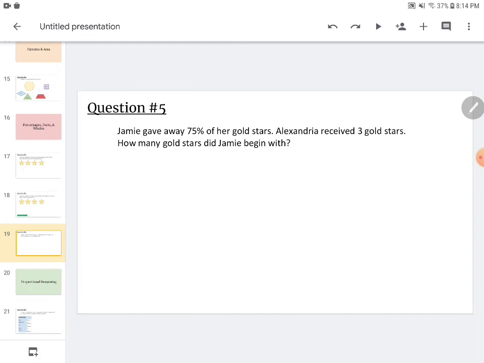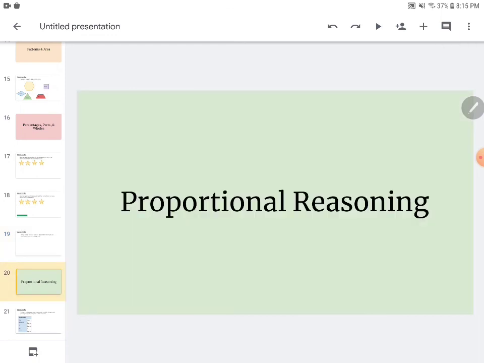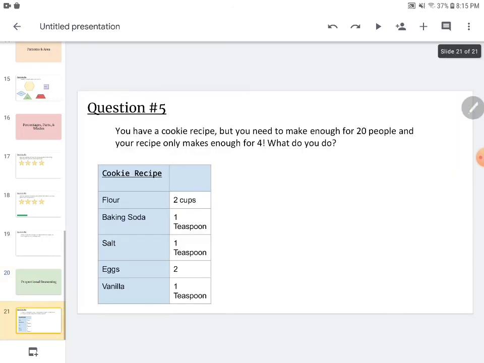Now for our last problem, our final problem, take a deep breath. It's almost over. We're going to be discussing proportional reasoning. And I know it sounds a little tricky. It's actually pretty easy. For my problem right here, we're going to be discussing a cookie recipe. Yummy cookies. We need to make enough for 20 people, but our recipe only makes enough for 4.